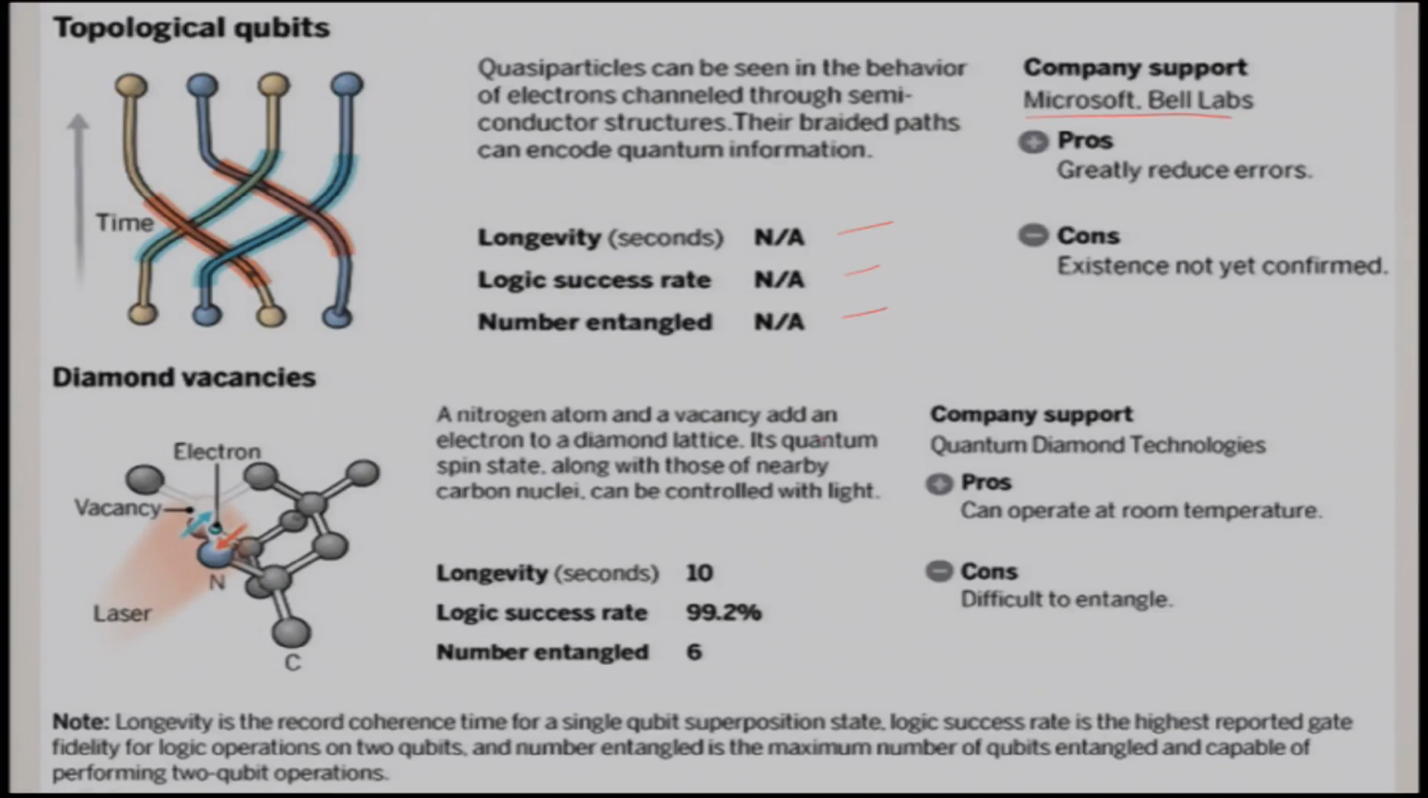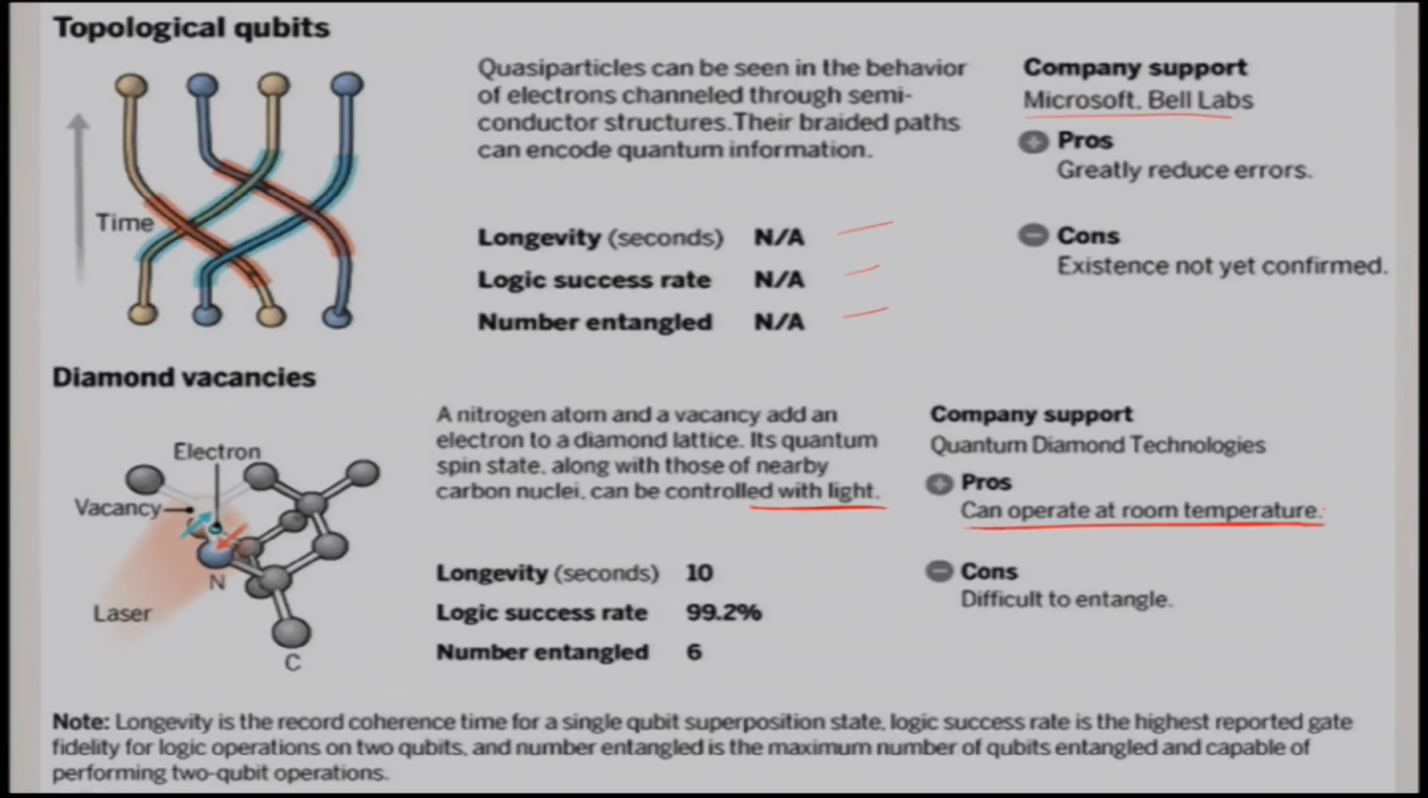The other one which has been shown to exist and quite a few entangled states have been achieved is the vacancy states inside diamond. A nitrogen atom and a vacancy add an electron to a diamond lattice, and its quantum spin state along with those of the nearby carbon nuclei can be controlled with light. Now, this is also another area where a company called Quantum Diamond Technology has come on to try to operate that, and the biggest advantage of this is that it can operate at room temperature.